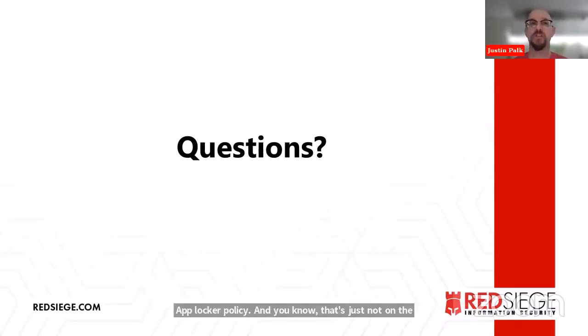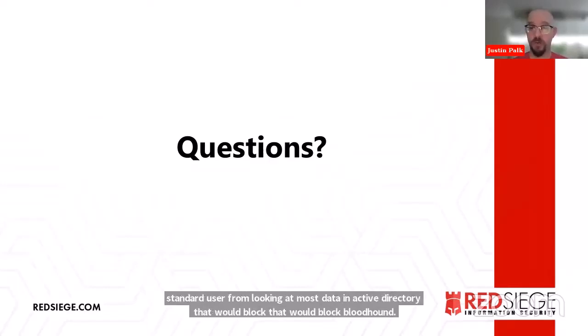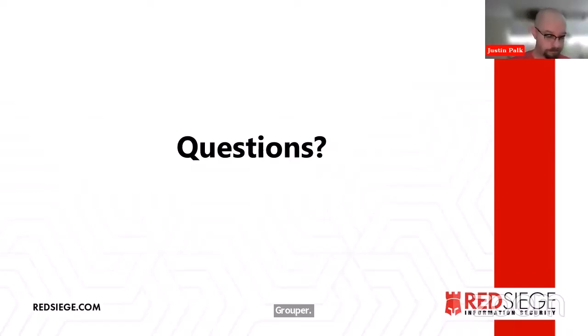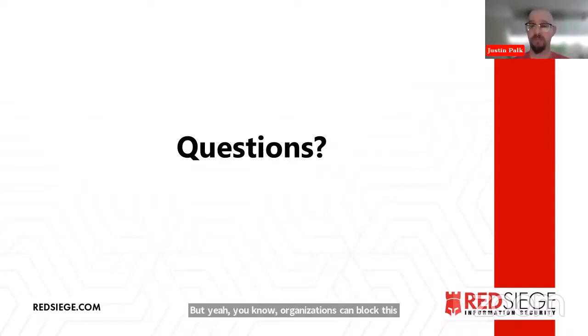I saw an interesting talk a couple of weeks ago talking about basically how to hide stuff in AD and prevent your standard user from looking at most data in Active Directory. That would block BloodHound, Group3r, querying things through PowerView or SharpView. But yeah, organizations can block this, but usually they don't.